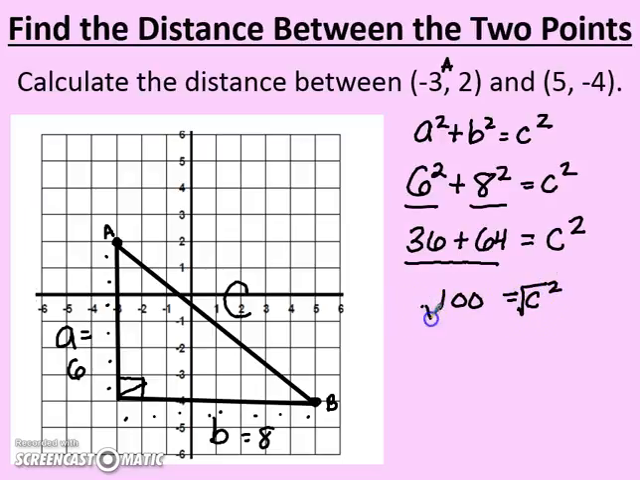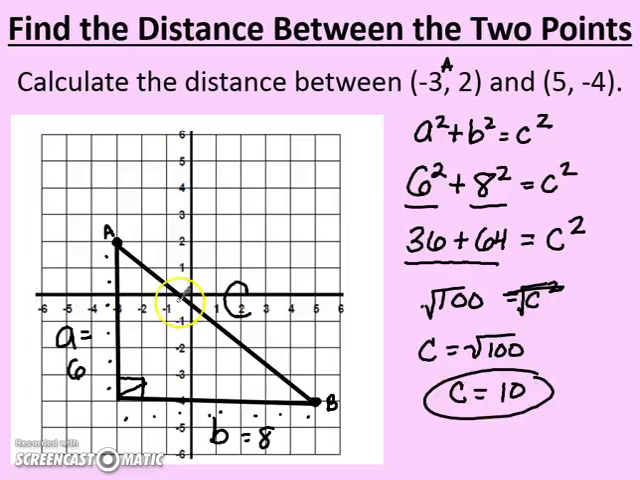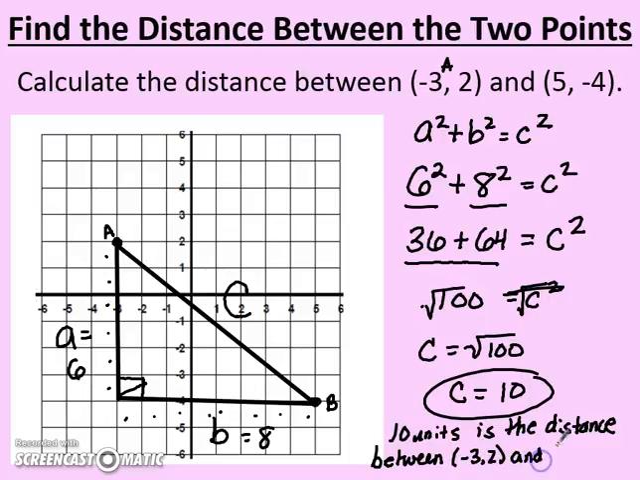The opposite of a square is a square root, so I get C equals the square root of 100, or C equals 10, because 10 times 10 is 100. So this length between these 2 points is 10 units. So 10 units is the distance between the points -3, 2 and 5, -4.